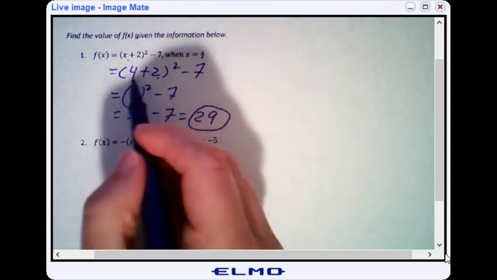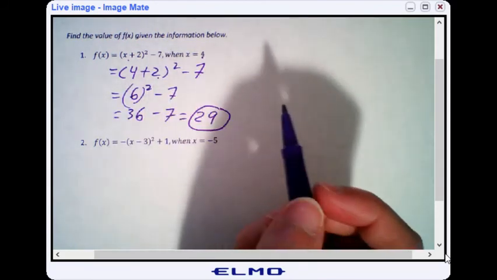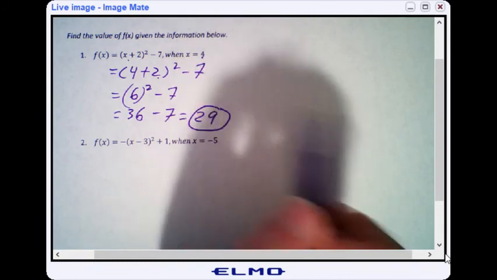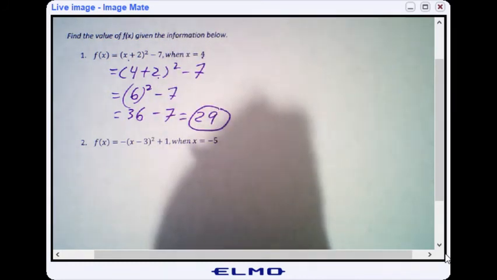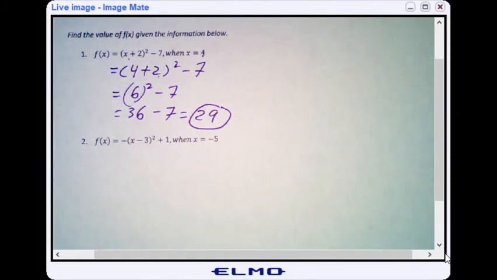You could just plug this into a calculator. You can also look on a graph and find where x is 4, figure out the y value on the line. So there's lots of different ways to kind of go about this.